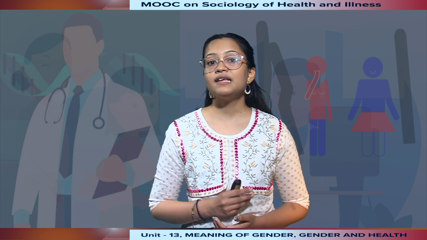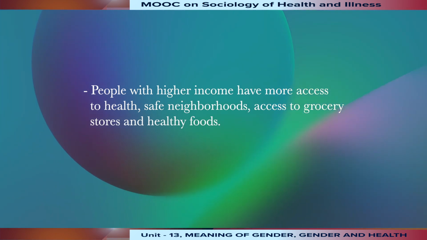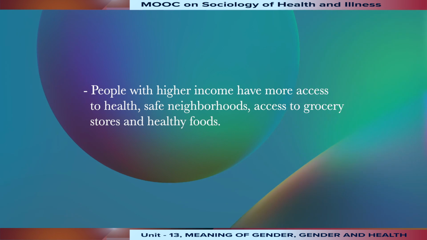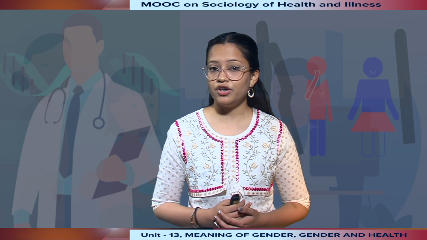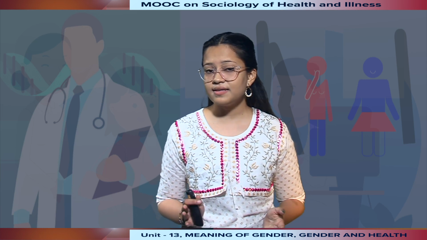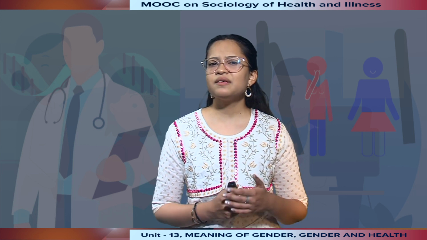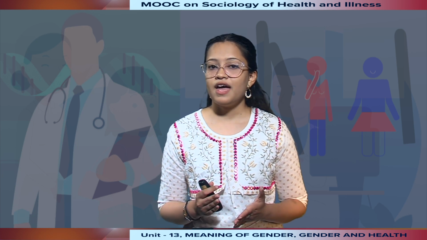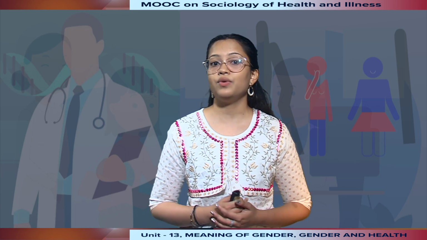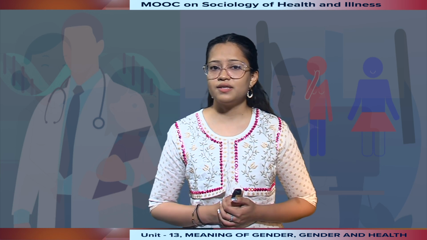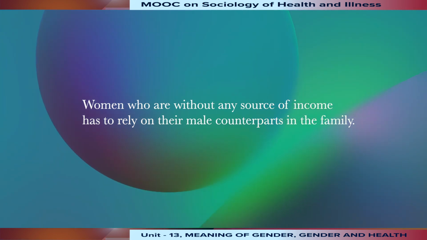The second one is income. People with higher income have more access to health, safe neighborhoods, and grocery stores and healthy foods. Although both men and women are prone to low income and poverty, poor housing, little to no accessibility to doctors and basic healthcare and insurance, the suffering of women is a bit more because of the gender pay gap. Gender pay gap means the average difference between wages of working men and women. Women are the lesser paid ones. Women who are without any source of income have to rely on the male counterparts in their family.